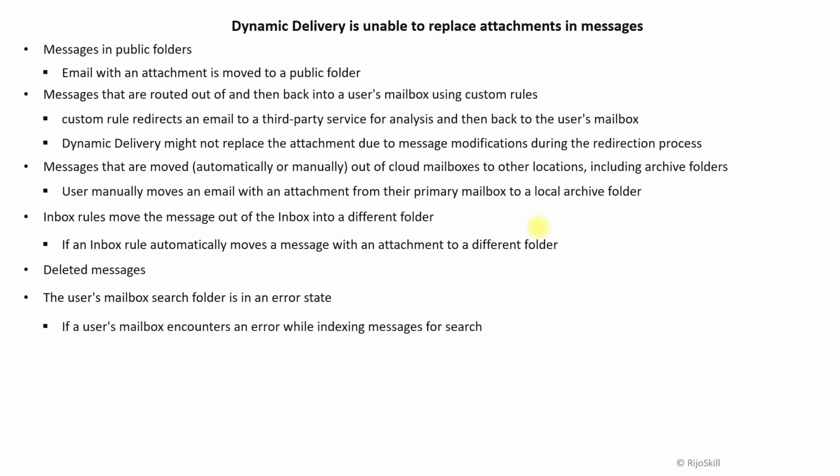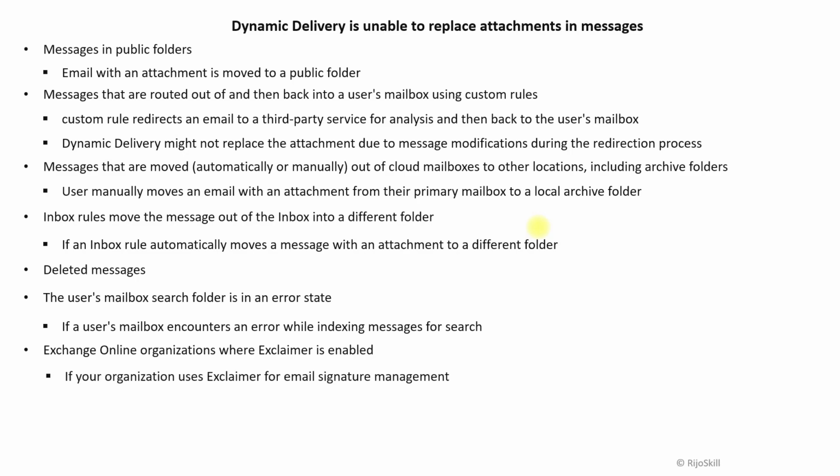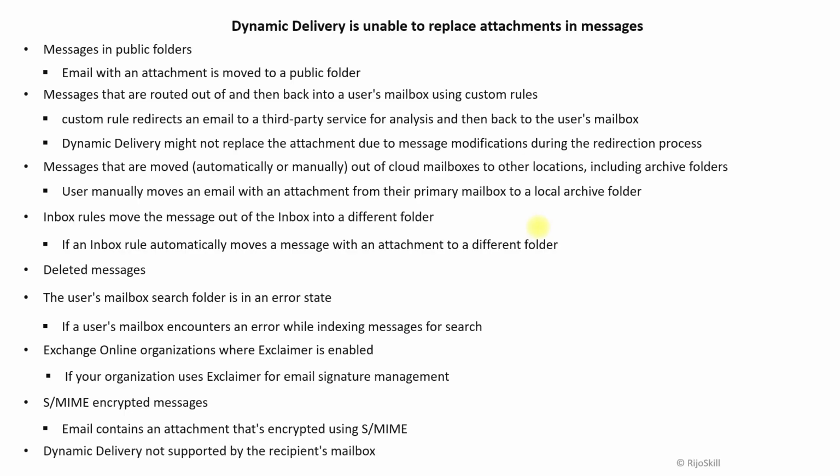If the user mailbox encounters an error while indexing messages for search, Exchange Online organizations where S/MIME is enabled. If your organization uses S/MIME for email messages, these S/MIME encrypted messages will not be scanned by Safe Attachments, since the email contains an attachment encrypted using S/MIME. Dynamic delivery is also not supported by reception mailboxes. So now you understand the cases where your dynamic Safe Attachments policy will not scan the attachment.